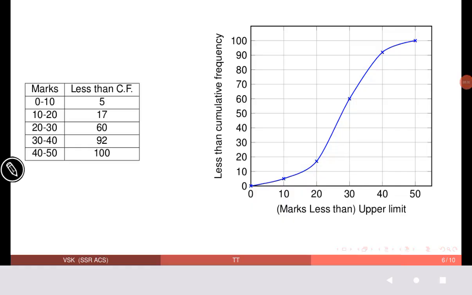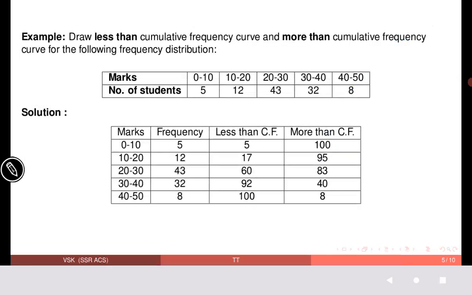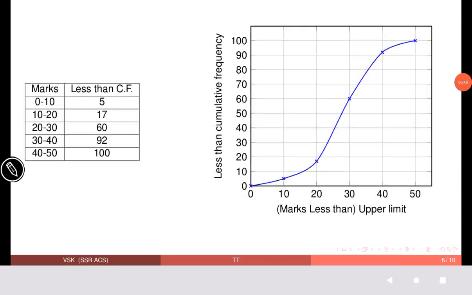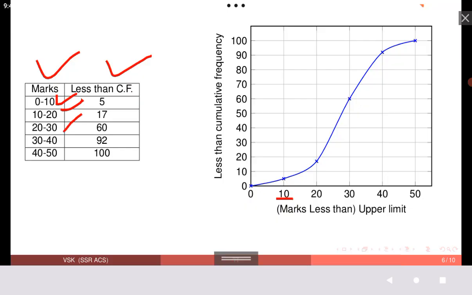Now, as I told you, we have these marks, and we will have to make the less than cumulative frequency curve and the more than cumulative frequency curve. For that purpose, this is the class interval and this is the less than type cumulative frequency. So here on the x-axis we will write the upper limits. What are the upper limits? 10, 20, 30, 40 and 50. And for the first class, we will take 0 also as it is.